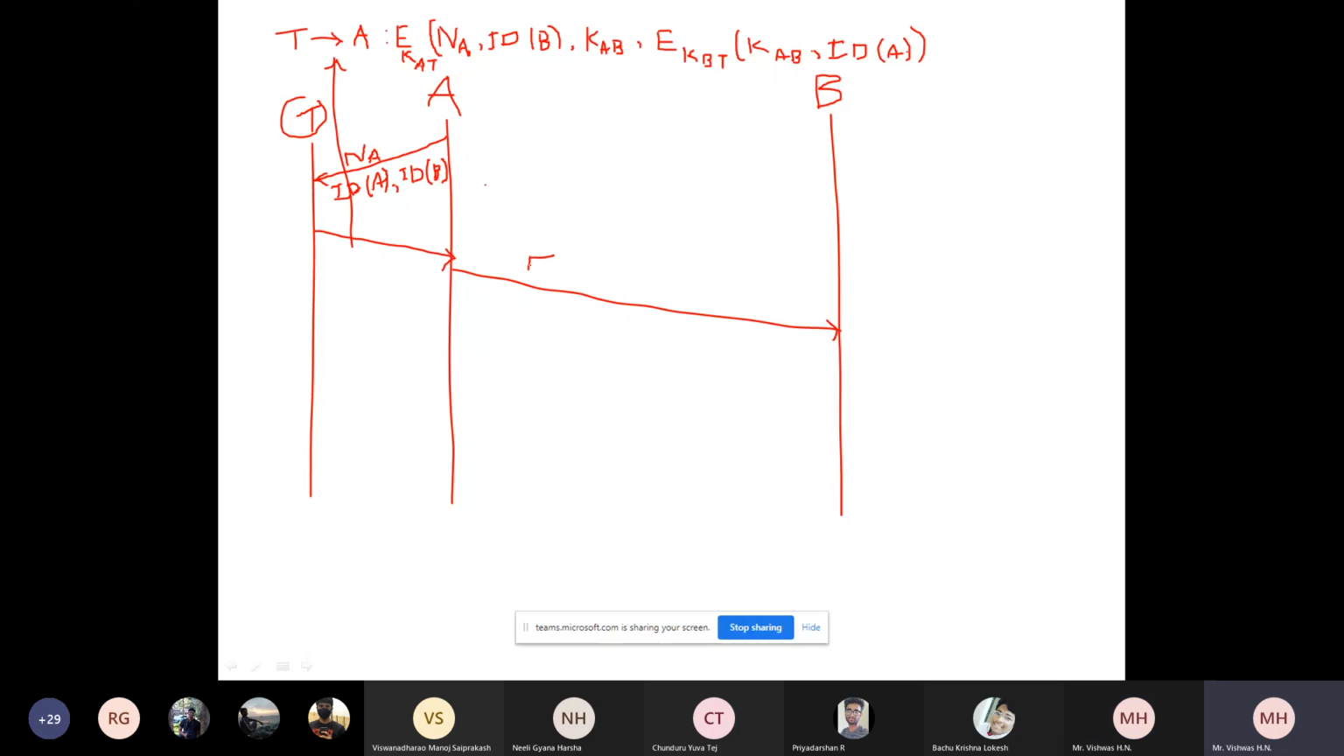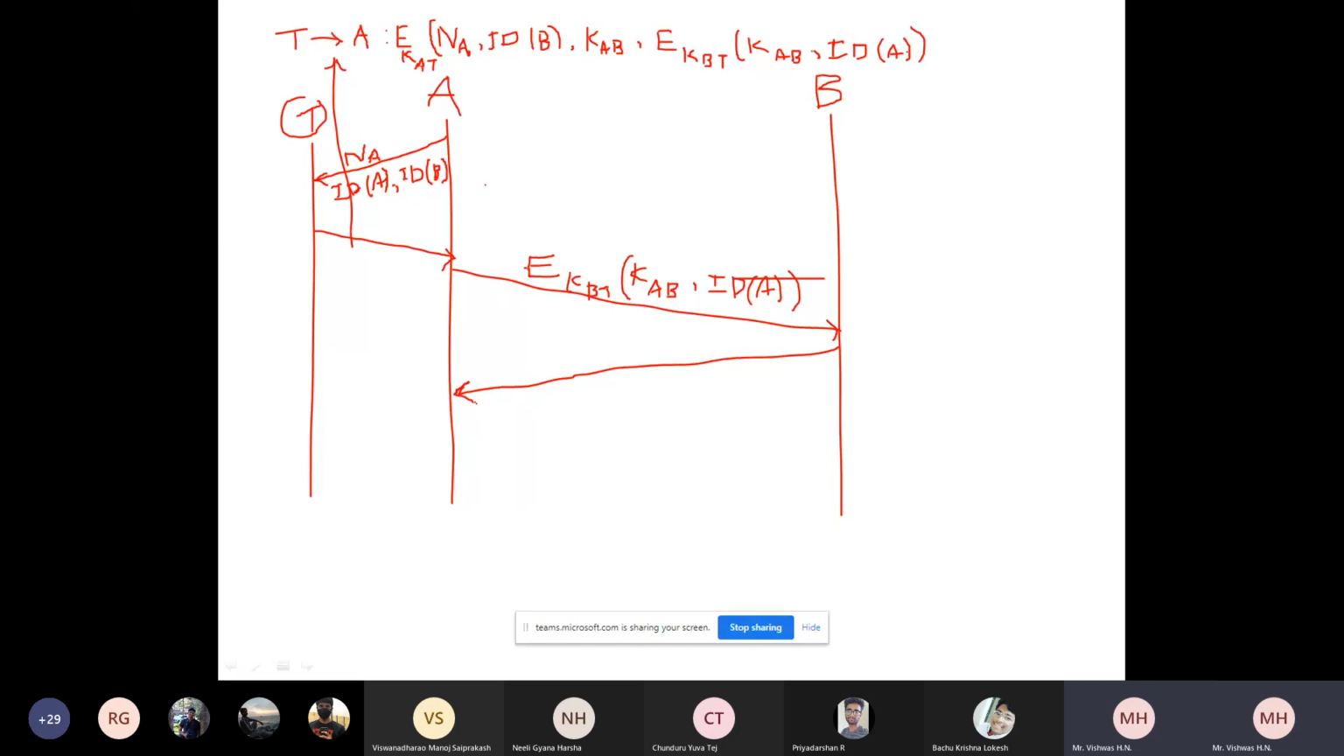Encrypted using EBT. What is there inside it? There is a key for communication between A and B, and ID of A, it sends it. Okay. And for that, B will give a response to A.